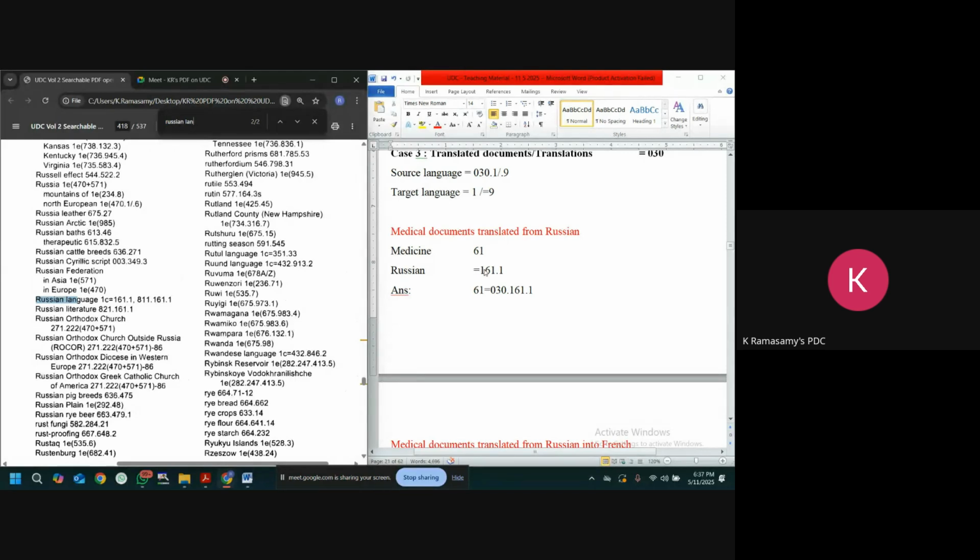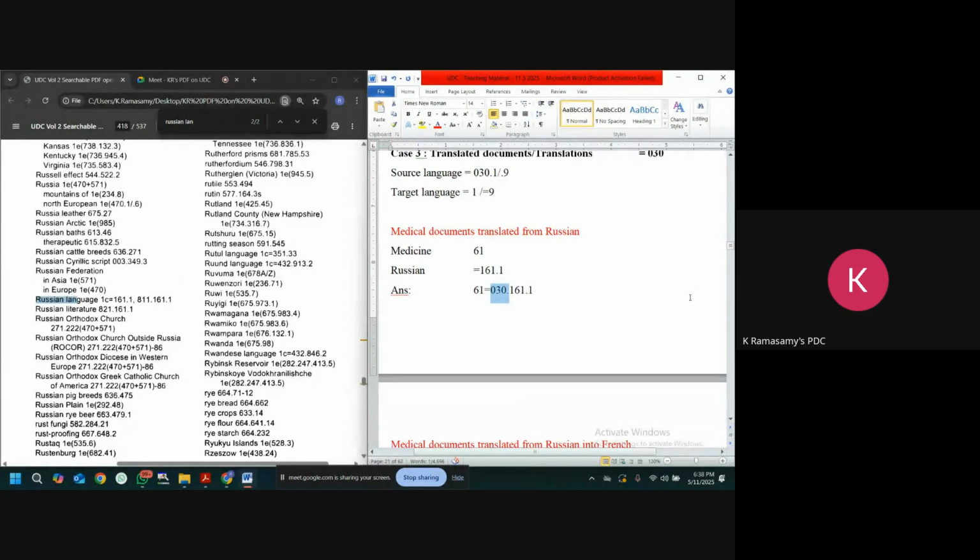This is a translation from Russian. So what is the source language? Source is Russian. So the books which were originally written in Russian are translated into some other languages. To mention the source language, after writing the subject number, after placing the equal sign, first you need to write 030 dot.